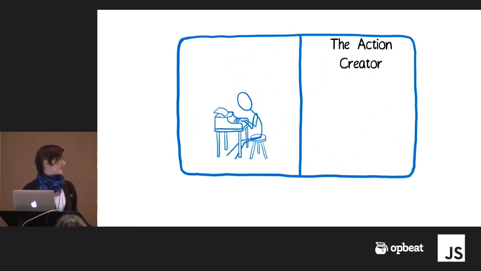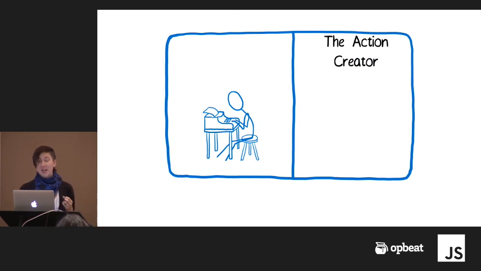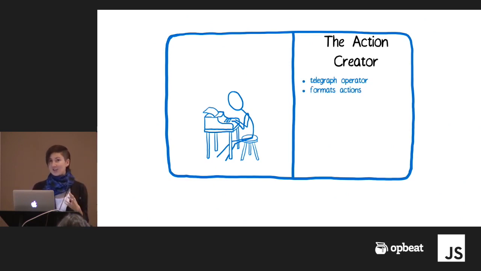So the first of these is the action creator. And I think of the action creator as a telegraph operator. Basically, other characters come to the action creator with a change that they want to make, and they have the action creator format an action that represents that change. The action creator is the one that knows what language the rest of the system speaks, and it knows how to format these actions in a way that the rest of the system will understand them.